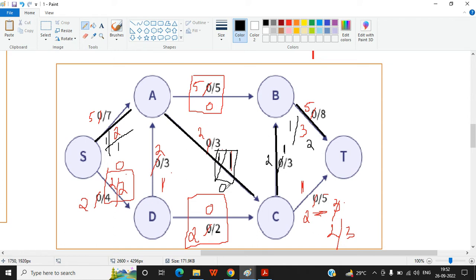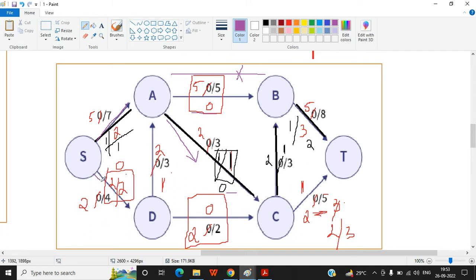Now see, is there any augmenting path left? Now just follow me. If you move in this direction, I can go only to A. Okay, from A you cannot go in this direction because this is blocked; this has residual capacity 0. You cannot move in this direction also, because the residual capacity of this path is 0. So in this way from A you cannot move in any direction.